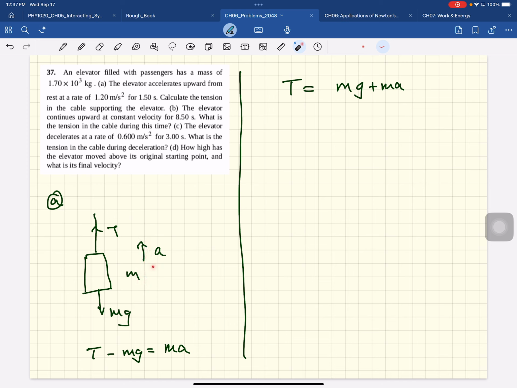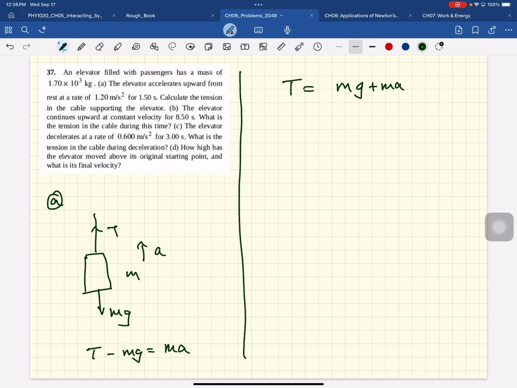Okay, now you can have an acceleration upward in two cases. You're starting from rest and speeding up upwards. What is the other case where you would have an acceleration upward like that? Very good. So if you're coming down and you're slowing down, your acceleration would be upwards. Okay. So that's when the tension is greatest.